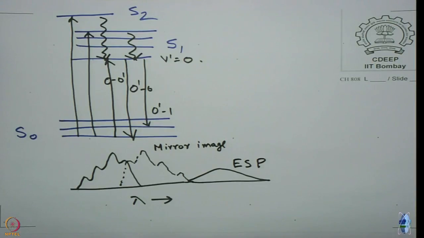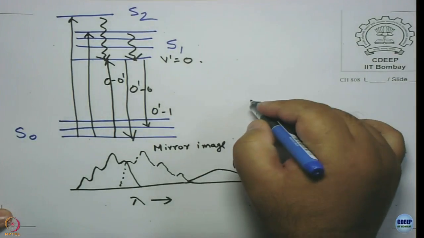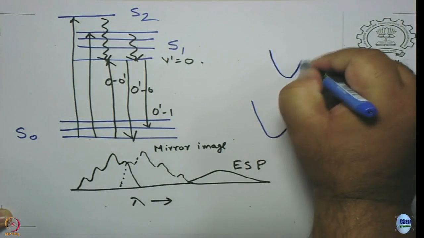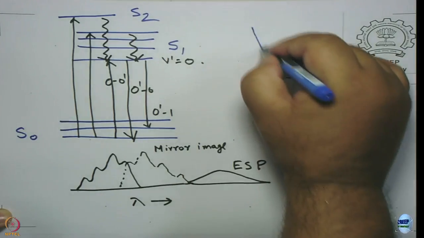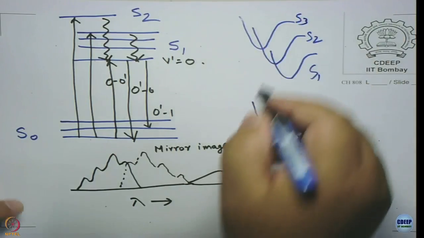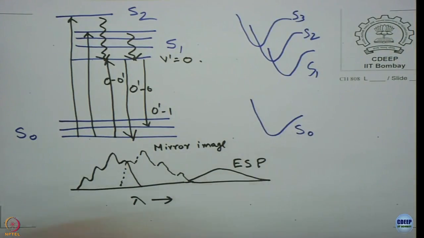Now, the reason why you do not get emission from S2 usually is that if I draw not like this, but in a little different way, if I draw potential energy surfaces, then generally this is the case. This is S0, this is S1, this is S2, this is S3 and so on and so forth. Of course, the relative position of minima can be different. What we want to highlight more is that there is an energy gap between S0 and S1 generally, and generally S1, S2, S3, these three are not only close in energy, but generally there is crossing of the potential energy surfaces. That crossing can be adiabatic, non-adiabatic, that's a different question.